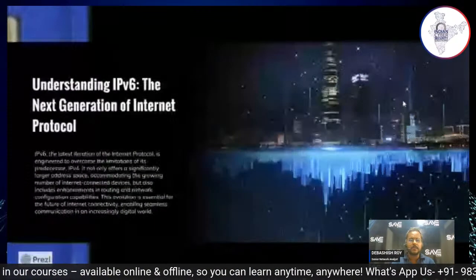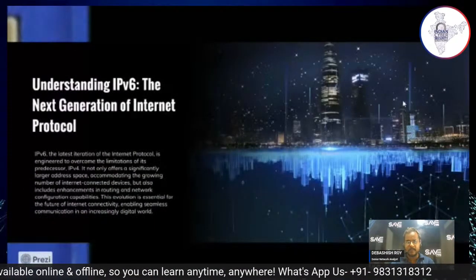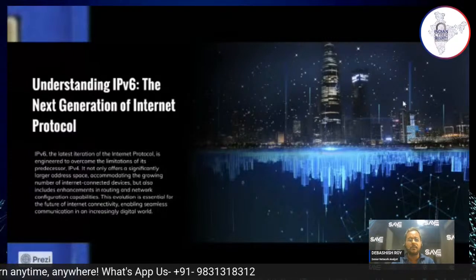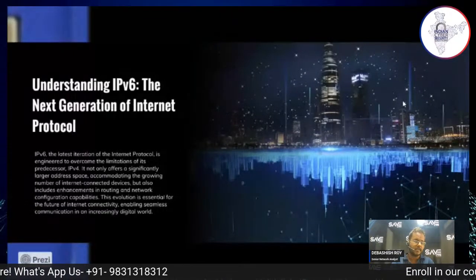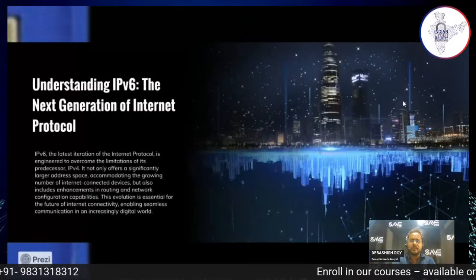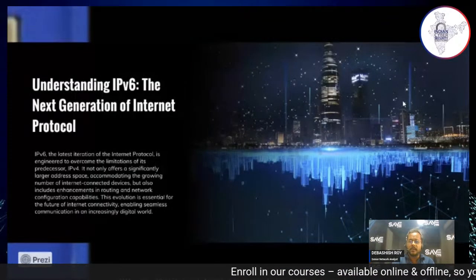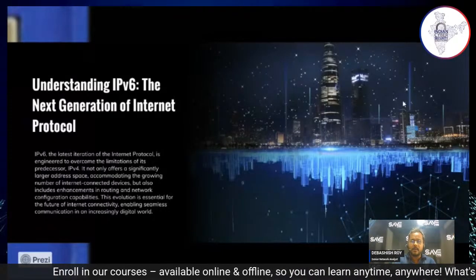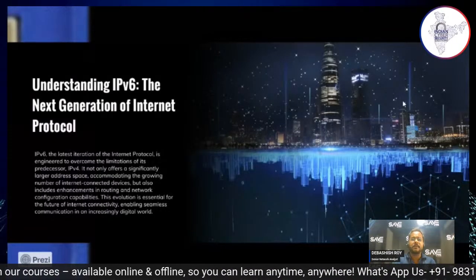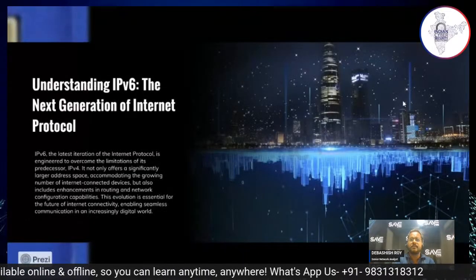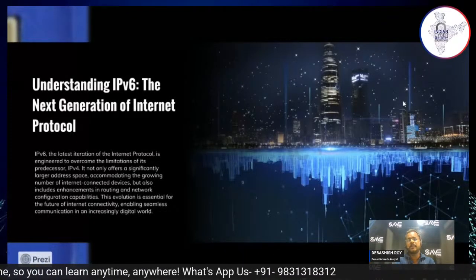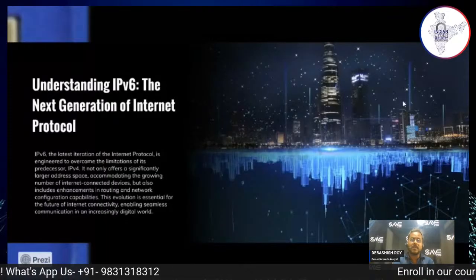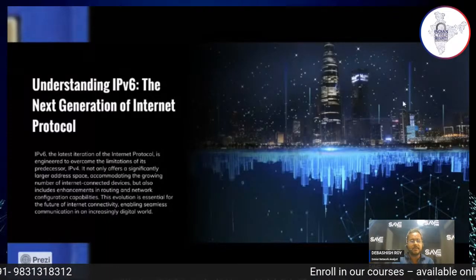You have to understand IPv6, that is the next generation of internet protocol, because IPv6 is the latest iteration of the internet protocol, and it is engineered to overcome the limitations of its predecessor like IPv4. What are the limitations? IPv4 has a 32-bit long address space, and it is binary. A 32-bit address space means it does not have too many addresses, like few billions of addresses are left nowadays. So definitely you need a larger address space, and that is why IPv6 came.